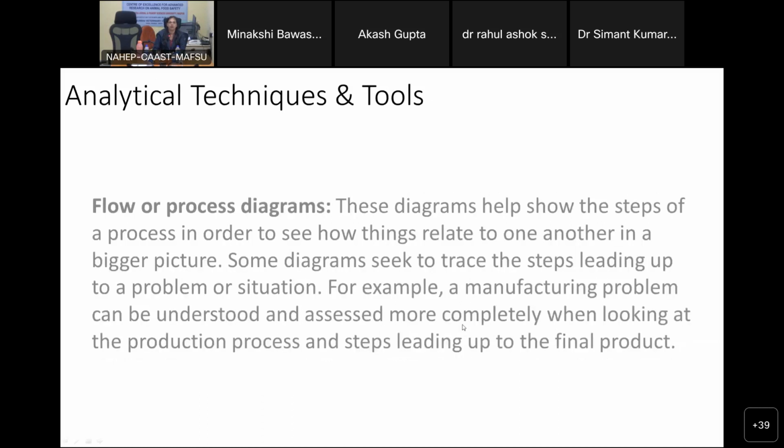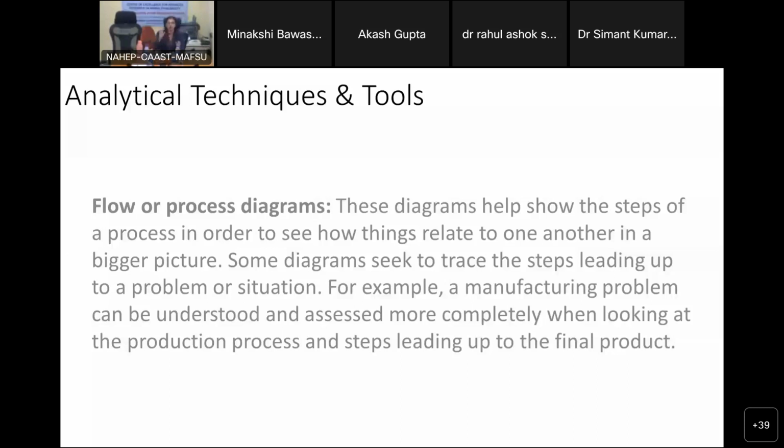This is the flow or process diagram. In this, what happens? When you say flow or process diagram, what do you understand? See, this is very simple English. For example, a manufacturing problem can be understood and assessed more completely when looking at the production process and steps leading to the final product. So, अगर वहाँ पे कोई problem आ रहा है to make your product, you will have to see the entire process, the line and everything you have.